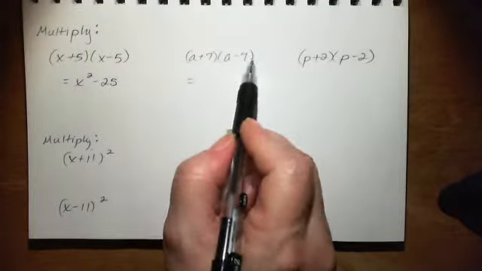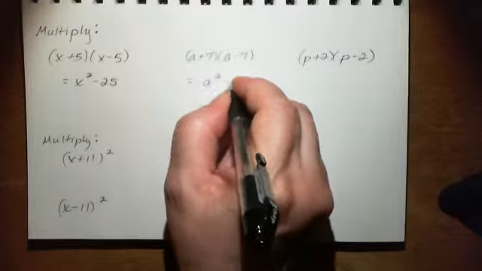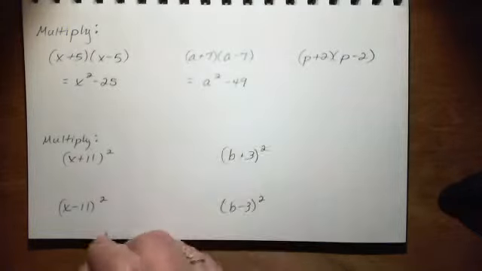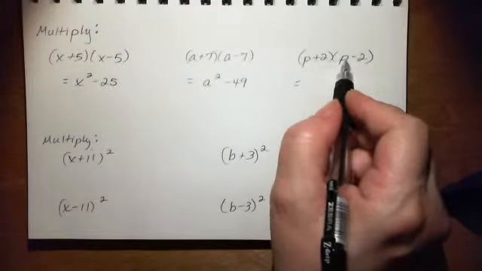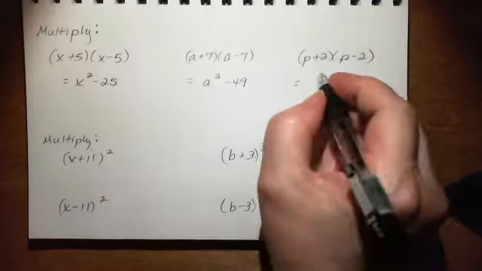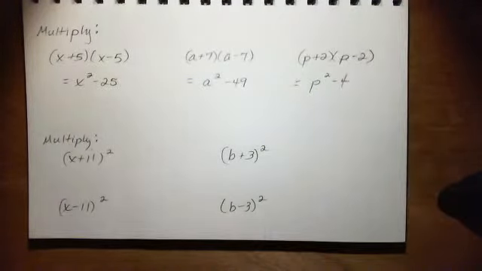And that pattern works here too. Remember, these are going to cancel out, so we just get our first, a squared, and our last, minus 49. The middle terms cancel. Same thing one more time here. Because this is negative 2p and positive 2p, they cancel out, so we just get our first, p squared, and our last, minus 4.